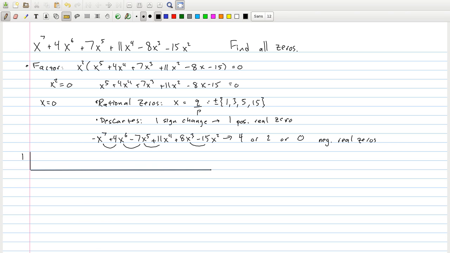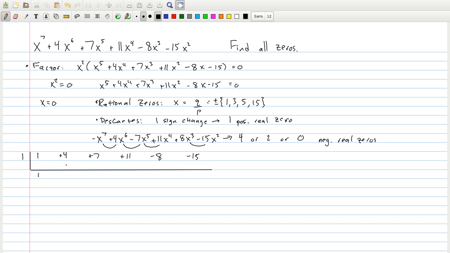I'm going to set up the synthetic division bar, and write in the coefficients of the original polynomial. We had 1x to the 7th plus 4, I'm sorry, not the original, this new factored version. So 1x to the 5th plus 4x to the 4th plus 7x cubed plus 11x squared minus 8x minus 15. We go through the synthetic division process. We bring down the leading coefficient and then multiply.